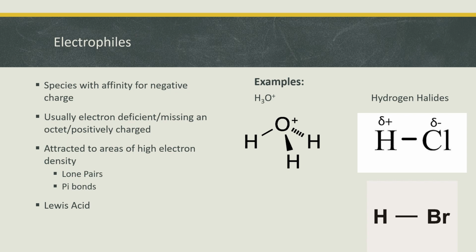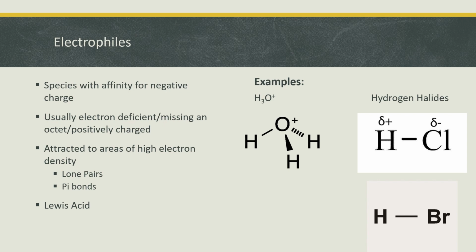Electrophiles are species that are attracted to the negative charge that comes from electrons. Electrophiles are usually electron deficient or are missing a full octet or have some kind of positive charge. Electrophiles are attracted to areas of high electron density, including lone pairs on atoms and pi bonds, areas where negative charge is being concentrated, basically. Electrophiles act as Lewis acids, as they are wanting to receive a lone pair of electrons, and will receive a lone pair of electrons when able to in a reaction.